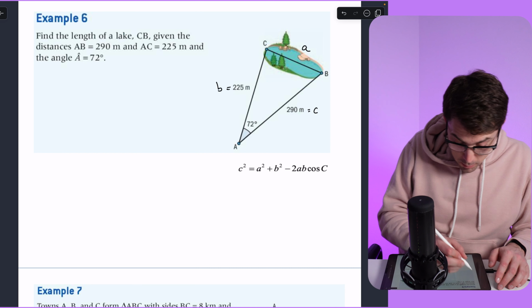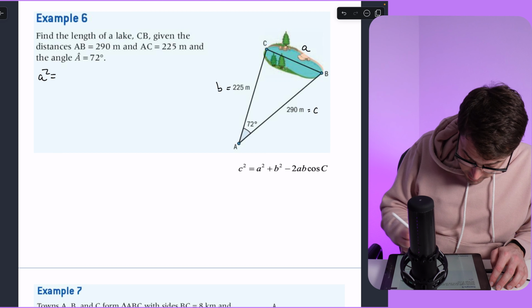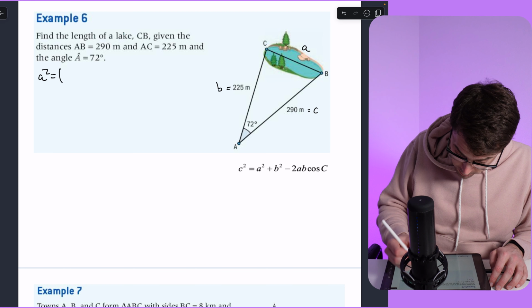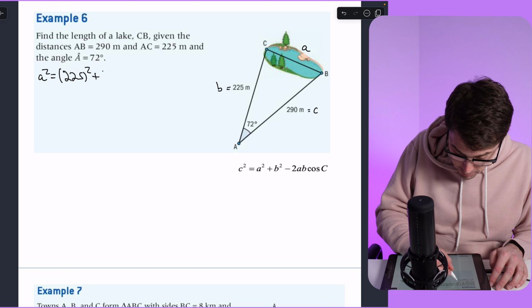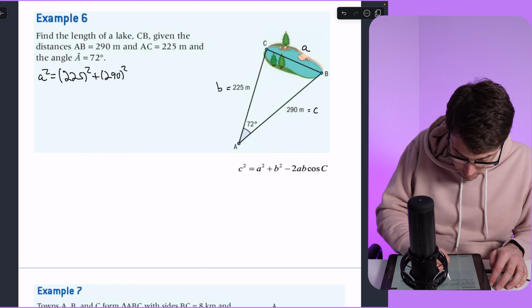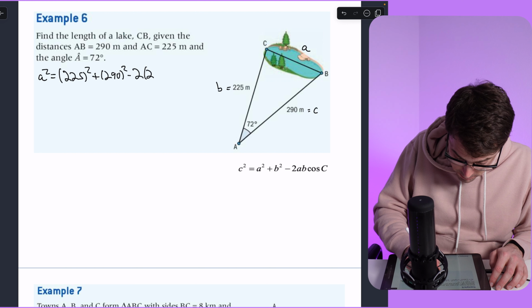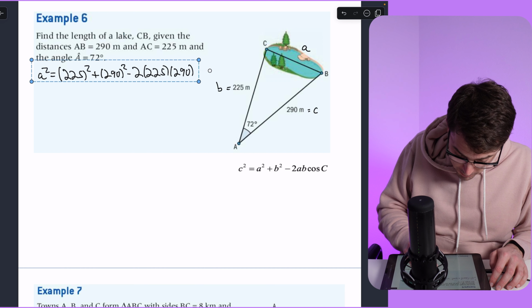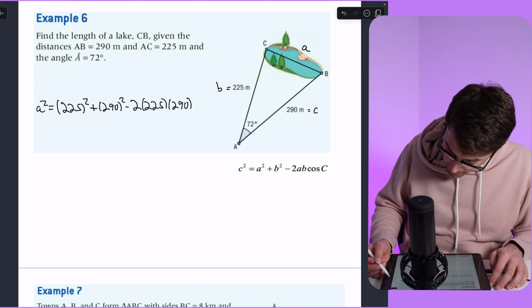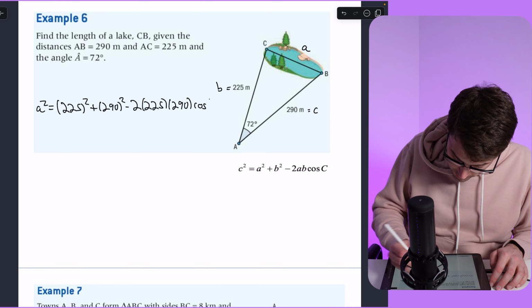So what does that mean? Well, it means that that side squared is going to be equal to the other side squared, so it's 225 plus 290 squared minus 2 times those numbers. And I'm going to actually have to move this down a little bit, and I'm going to multiply that by the cosine of A. So I'm going to multiply that by the cosine of 72 degrees.